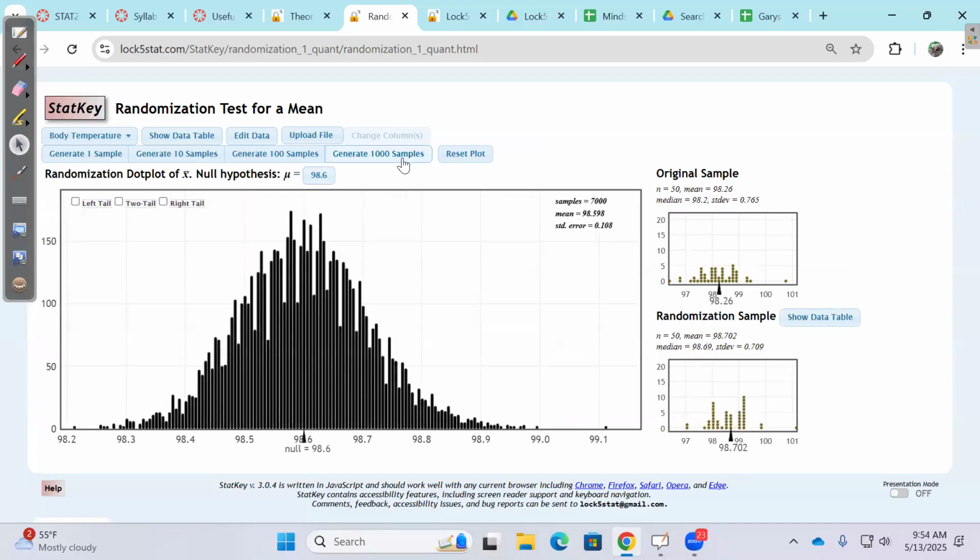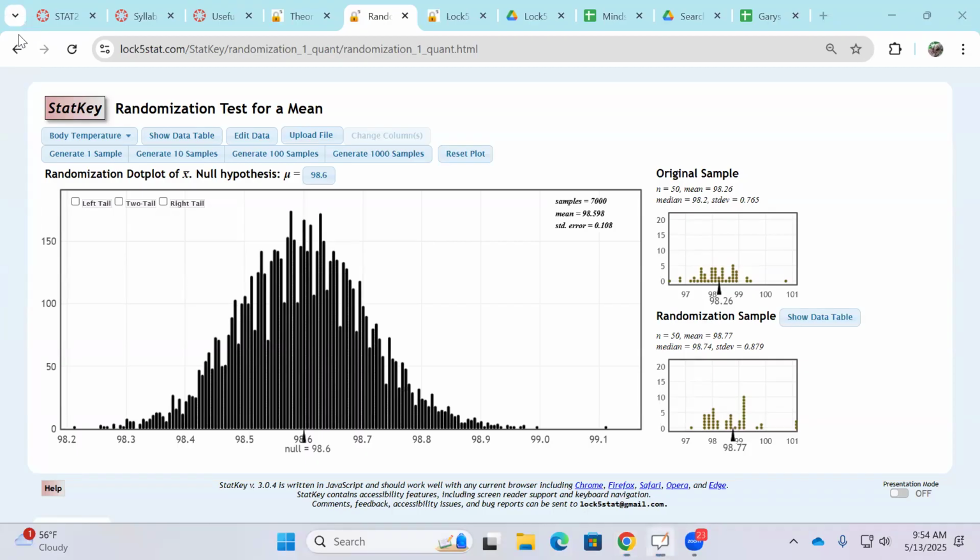And that's a relatively symmetric bell-shaped curve. It should be a normal distribution, roughly. Okay, what's the center of this distribution? 98.6. Okay, what's the standard deviation of this distribution? Well, that would be up here, the standard error.